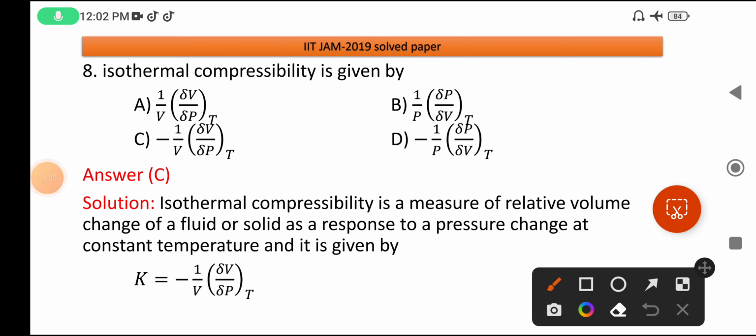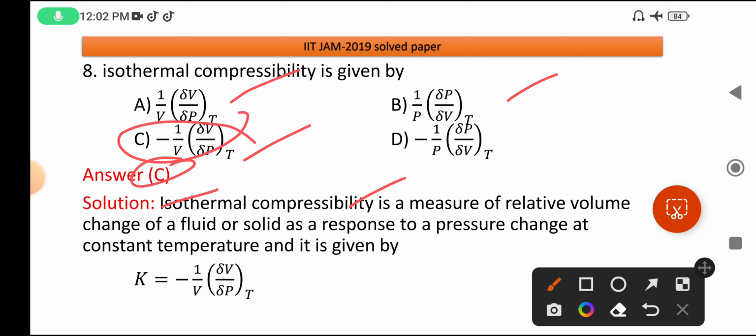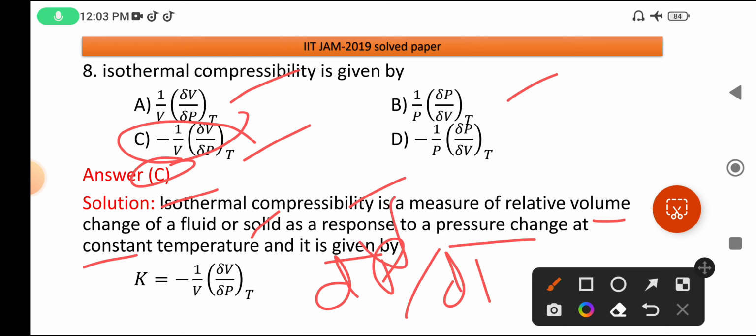Next, isothermal compressibility is given by, which is the isothermal compressibility? Option C is saying it is a measure of relative volume change. It is the volume change of a fluid or solid as a response to pressure change at constant temperature, given by delta V by delta P. Here minus indicates volume decreases.